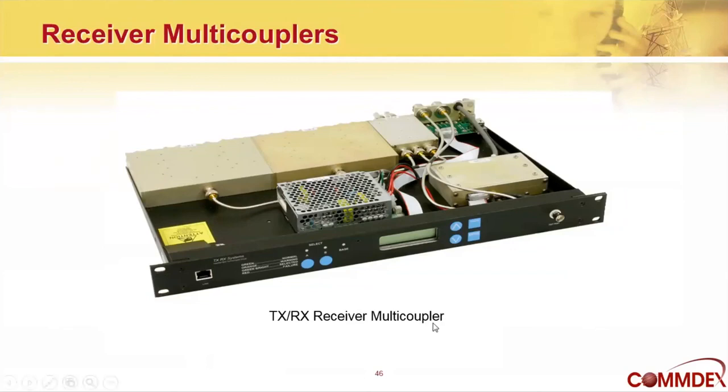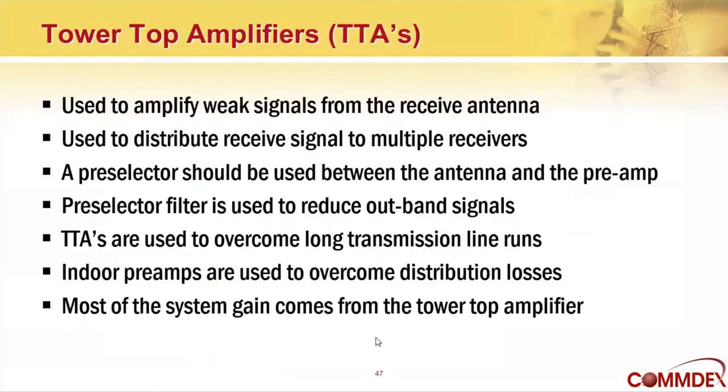Here's a picture of the indoor portion of a receiver multicoupler. Some systems have an additional part on it called the tower top amplifier. The reason they're called that is the amplifier actually mounts up on the tower close to the receive antenna. They are used when you want to overcome long lengths of transmission line where you get a lot of loss. So they go right up by the antenna. They will feed a stronger signal through the transmission line, which then goes to the indoor unit to get distributed to the multiple receivers.